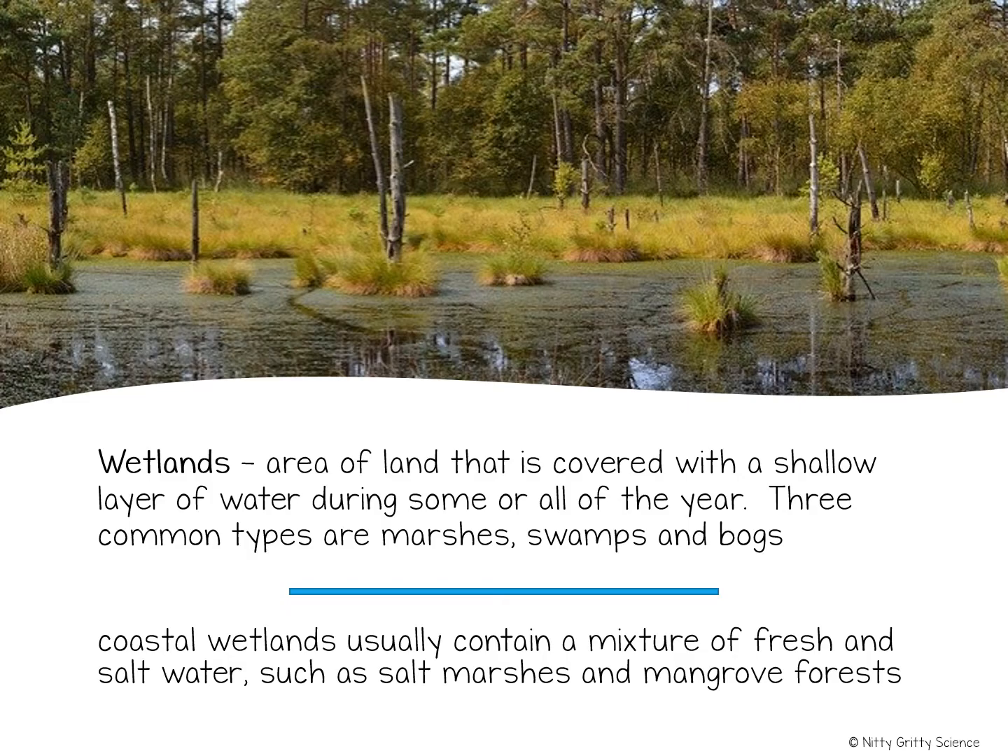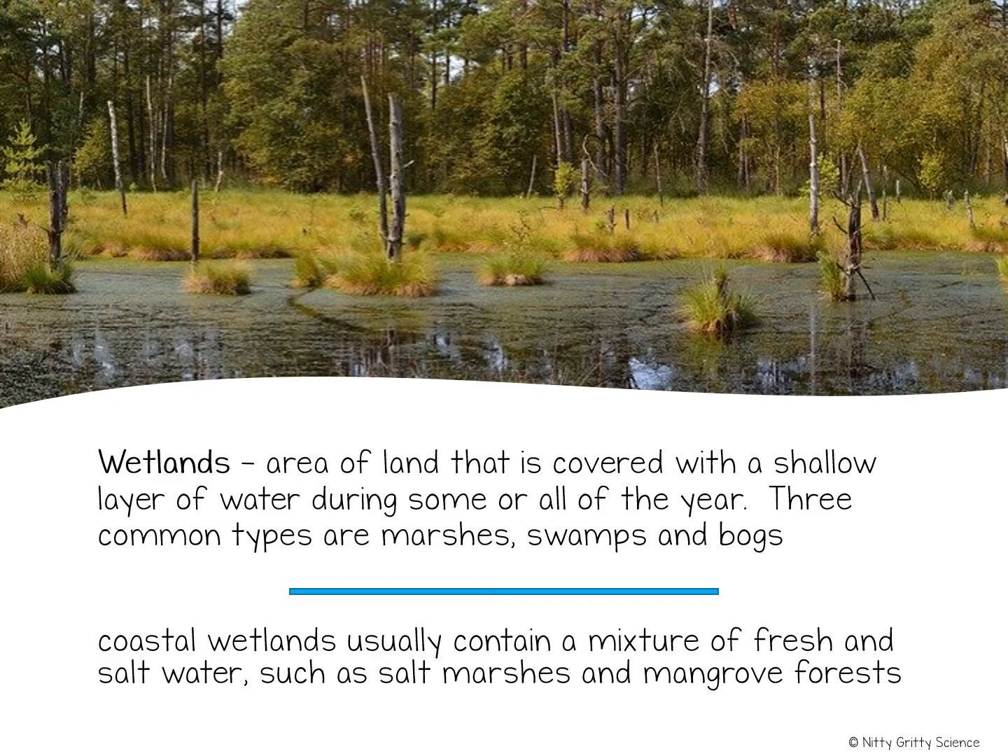Another system of water are the wetlands. A wetland is an area of land that is covered with a shallow layer of water during summer or all of the year. They usually form where water is trapped in low areas or where groundwater seeps into the surface of the land. Common types of wetlands are marshes, swamps, and bogs.